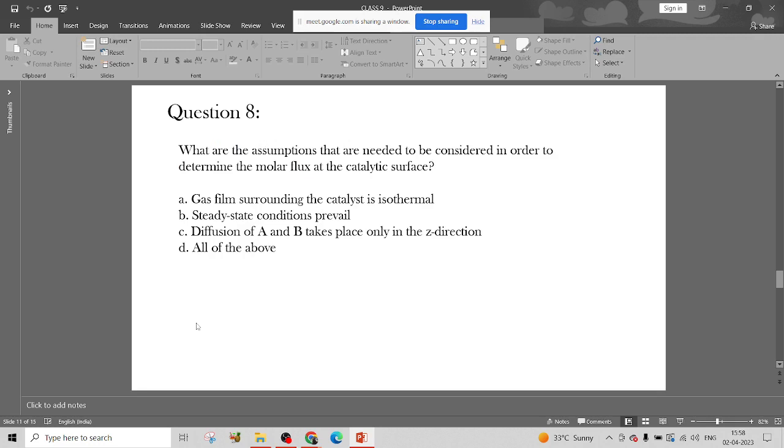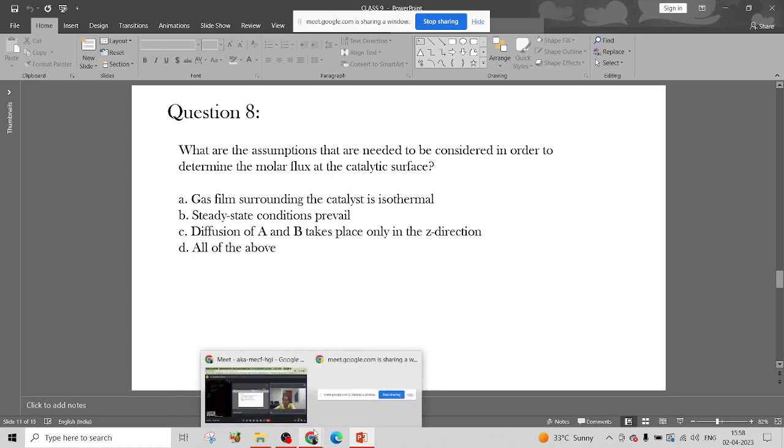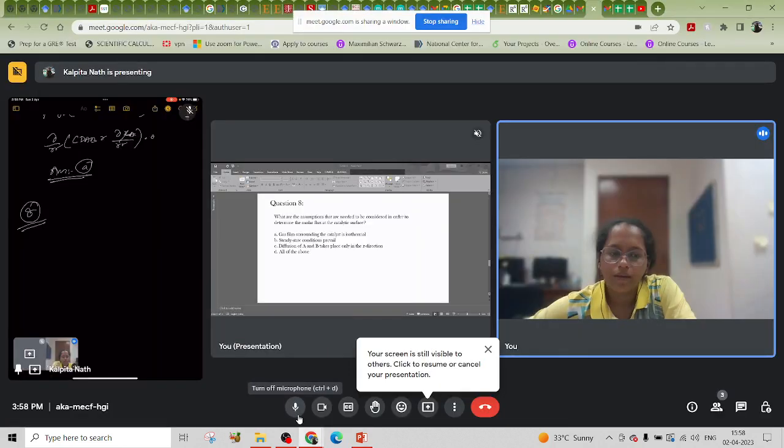So first question is, what are the assumptions that are needed to be considered in order to determine the molar flux at catalytic surface? The gas film surrounding the catalyst is isothermal. Steady-state conditions will be required, and diffusion of A and B takes place only in Z direction, which are the assumptions. So I'll give you 2 minutes to think about it, and then we'll go on to solve it.